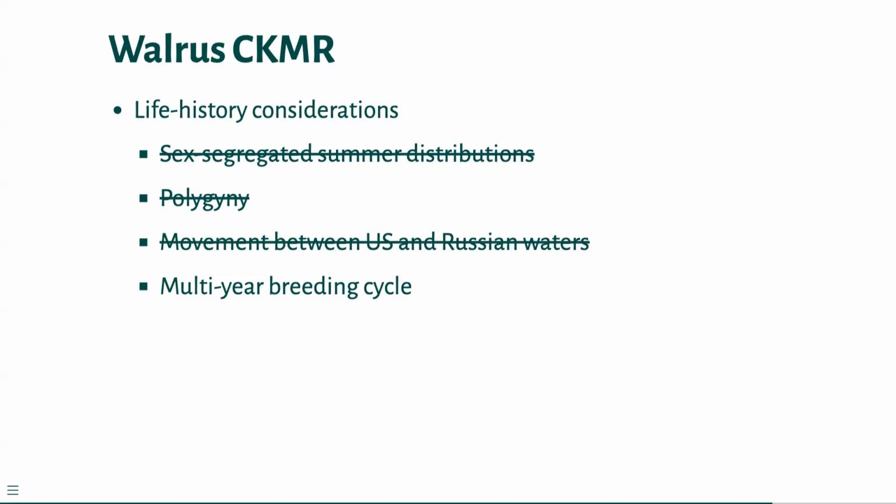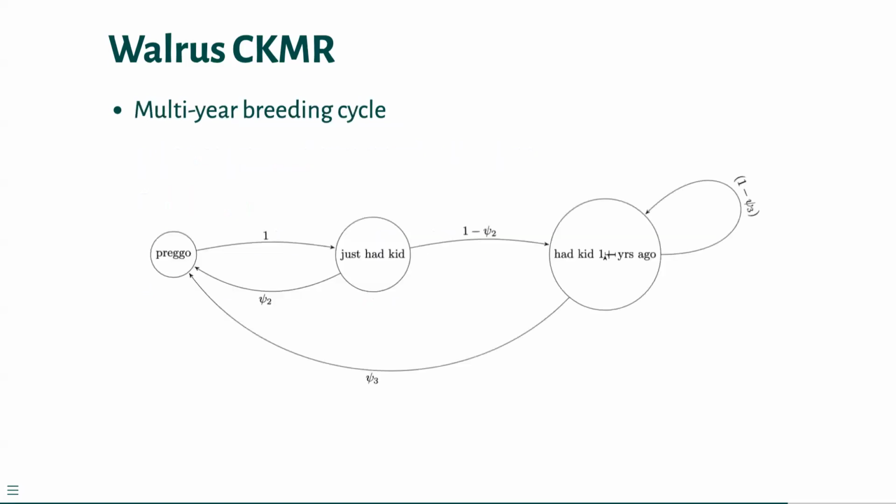The thing we did still need to deal with was this multi-year breeding cycle. So we embedded a hidden Markov model into our population process model, where we said that individuals could be pregnant, they might be in a state where they just had a kid, or they might be in a state where they had a kid 1 or more years ago. And there are different probabilities associated with transitioning between each of these states. The important thing is that if they just had a kid, they can't return to this state. They must move here, or they can go back to being pregnant. So this prevents individuals from the possibility of having calves in back-to-back years.